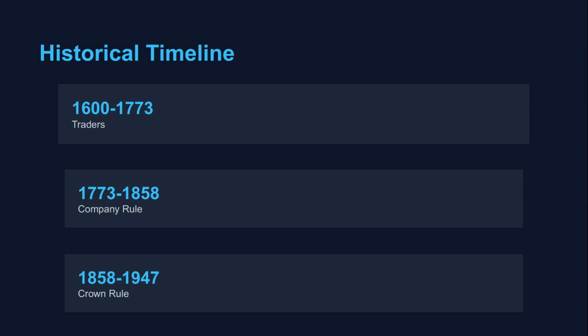Third phase, 1858 to 1947, Crown rule. After the revolt of 1857, the British Crown took direct control, establishing Crown rule. This final 89 years saw the gradual introduction of representative institutions and the march towards responsible government, culminating in independence on August 15, 1947. Each phase built upon the previous one, creating the constitutional framework we inherited.